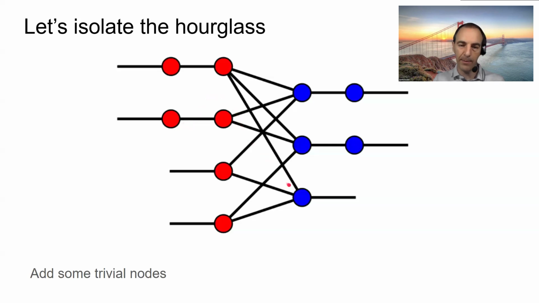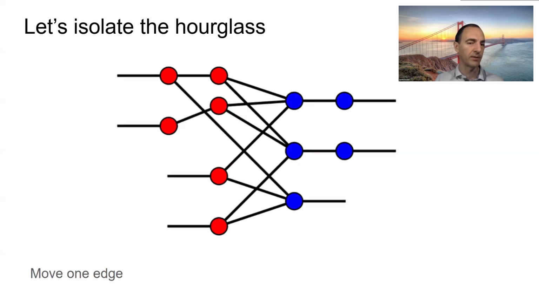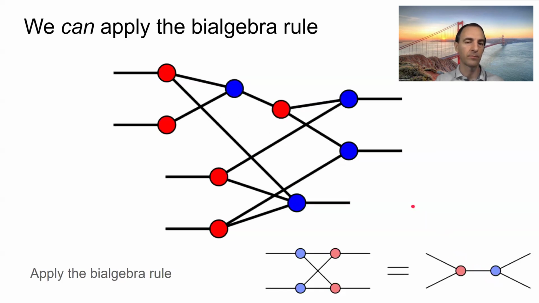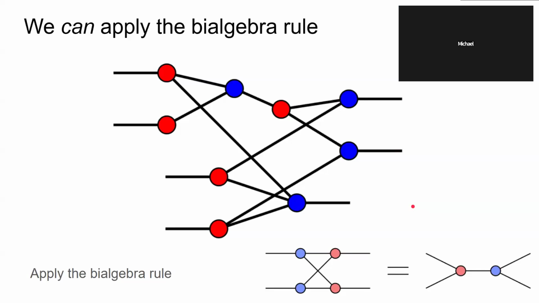Because now I can take, for example, this edge here and drag it over to that node, topologically equivalent. So let's do that. Same deal, same computation. Let's move another edge, this one, which is in the way. Let's drag that over to here. And now we've isolated the hourglass, and it's easier to apply this rule. Let's apply it. Done. So we have a different graph this time. Let's rearrange it.